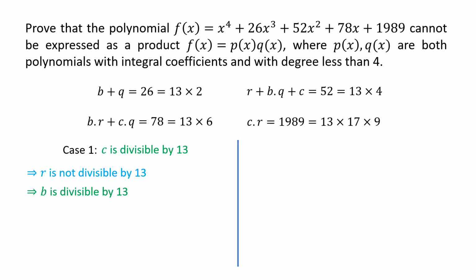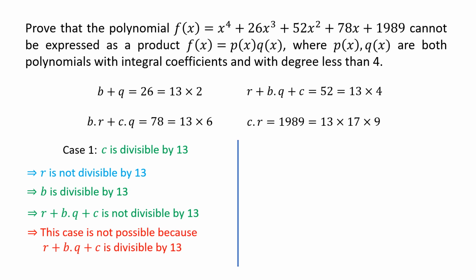Using the findings till now, we can deduce that R plus B times Q plus C should not be divisible by 13. This is because C and B are divisible by 13, but R is not. This is contradictory to the information that R plus B times Q plus C has a value of 52, which is clearly a multiple of 13. This proves that our assumption that C is divisible by 13 is wrong.